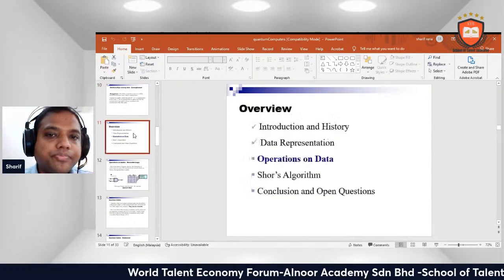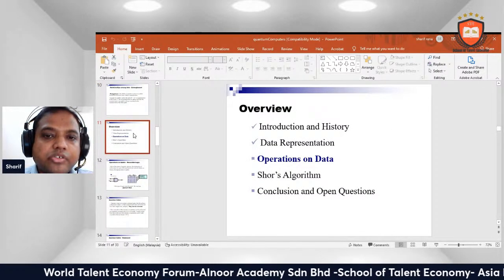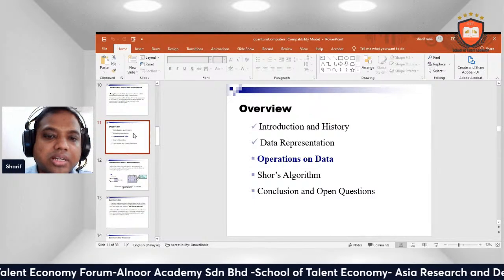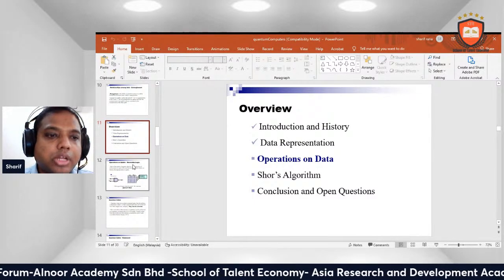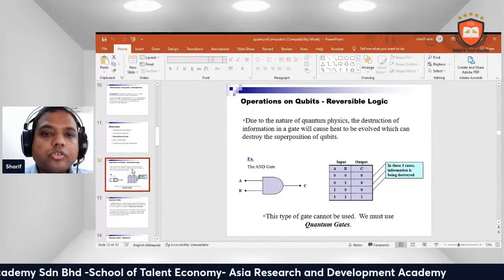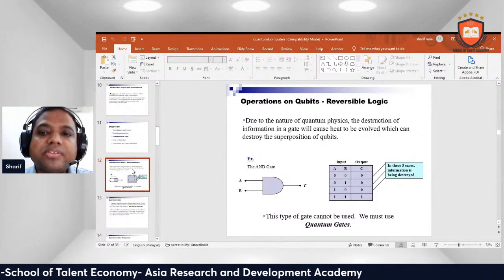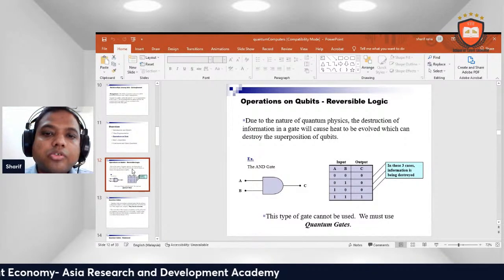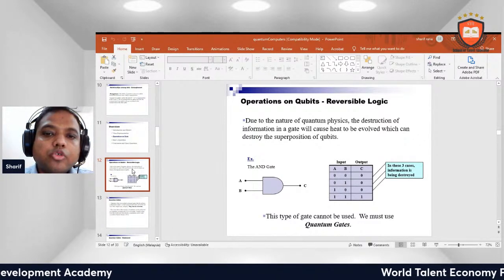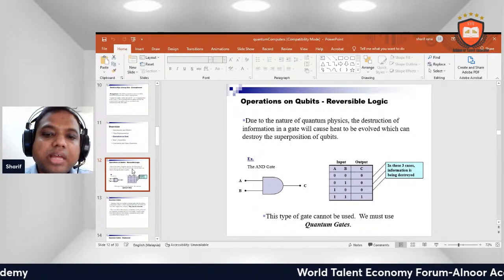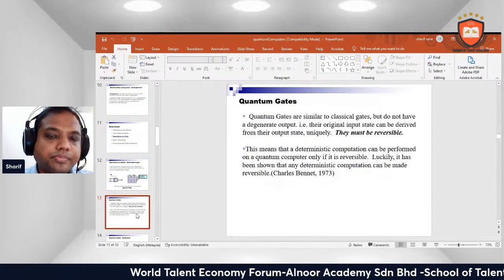Overview: introduction and history, data representation, operations on data, Shor's algorithm, conclusion and open questions. Operations on the qubit. Due to the nature of quantum physics, the destruction of information in a gate will cause heat to be evolved, which can destroy the superposition of the qubit. This type of gate cannot be used. We must use quantum gates.